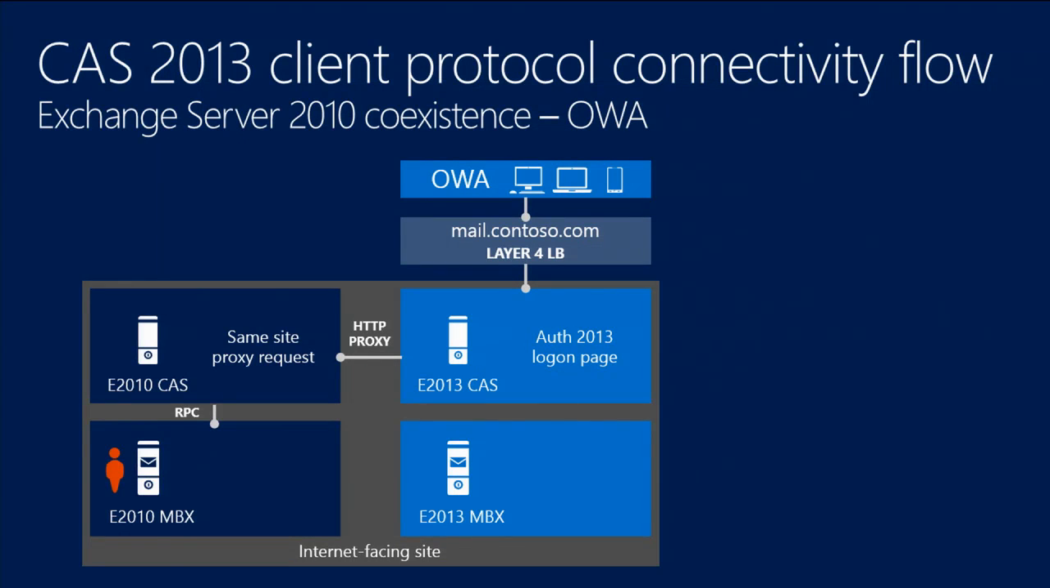And in fact, we also made a change in SP3 for 2010 that means this works even if FBA is enabled on the CAS, the 2010 CAS that we're proxying to. So Service Pack 3 for 2010 made a change that allows you to have both Forms and Basic Auth enabled and Windows integrated at the same time. And it was all to support these kinds of scenarios.